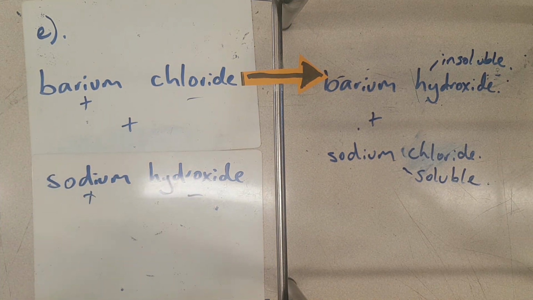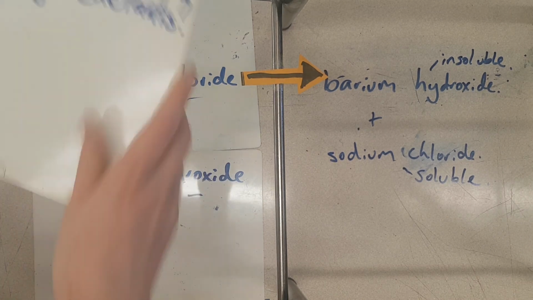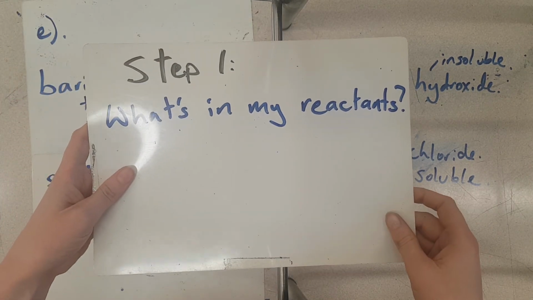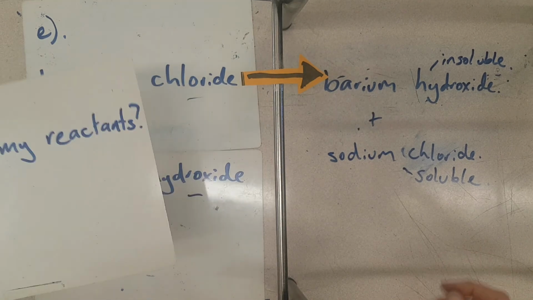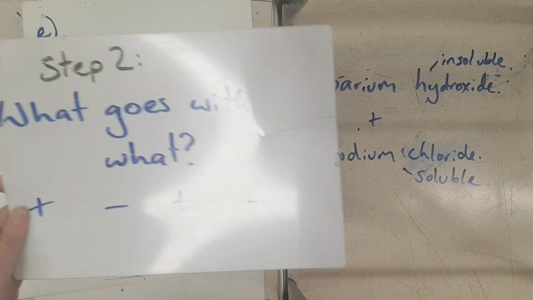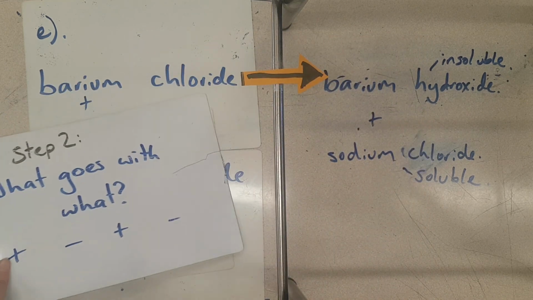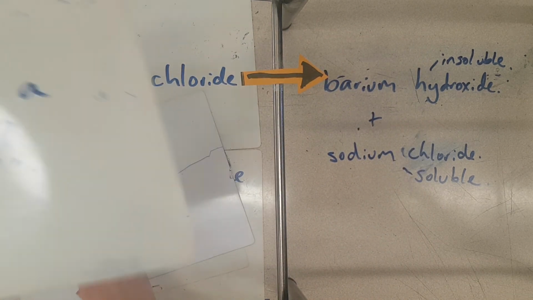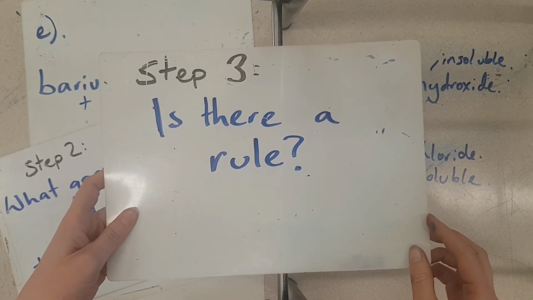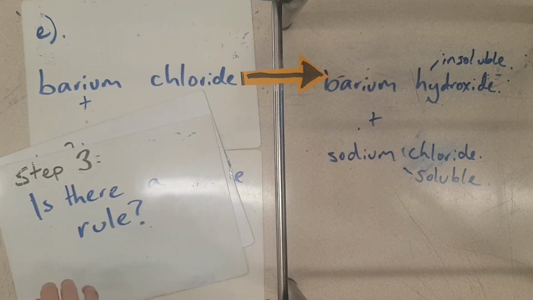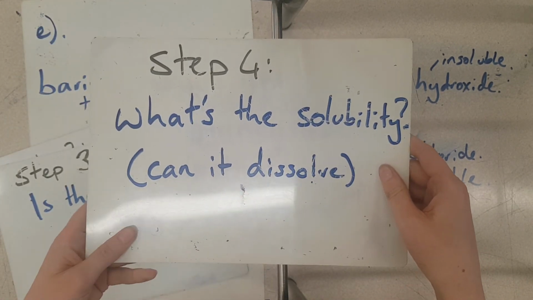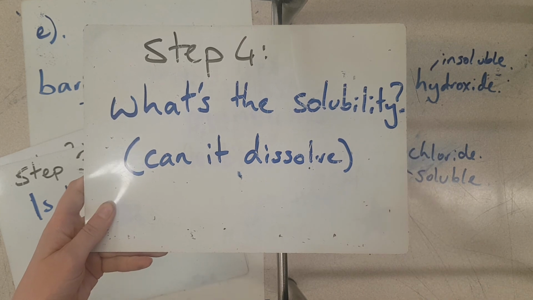So that's how to do it, guys. Don't forget these steps. Just take yourself through it nice and slowly. Step 1, figure out what's actually in your reactants. Step 2, which ones are the positives, which ones are the negatives, so what goes with what. Step 3, is there a rule about it on page 66? And step 4, what's the solubility? Can it dissolve?